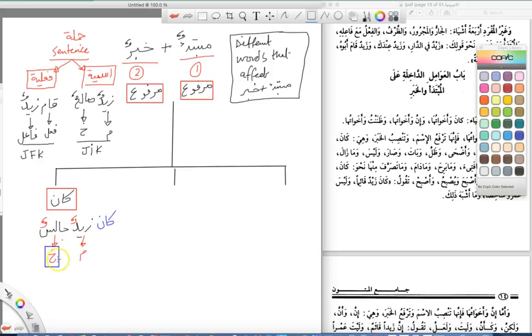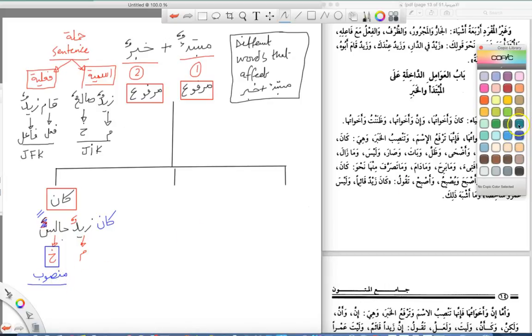Yeah, the khabar is going to become affected. So now we're not going to say Zaydun Jalisun anymore. Now we're going to say Zaydun Jalisan. This takes the nasab state. So now the khabar of kana, if it has a kana at the beginning, will now be mansoob. It will no longer be marfoo. It's changed it. Okay, so that's what happens to the kana.